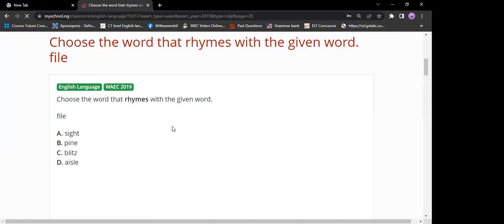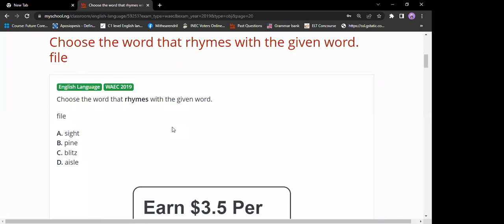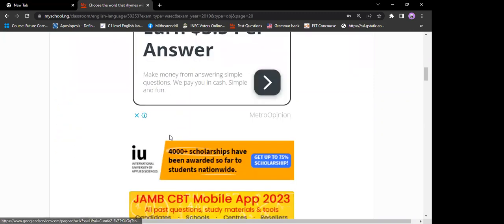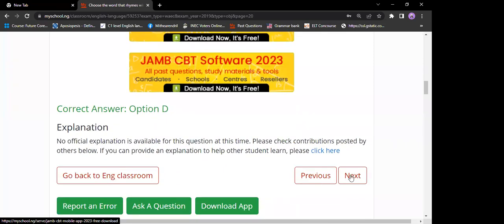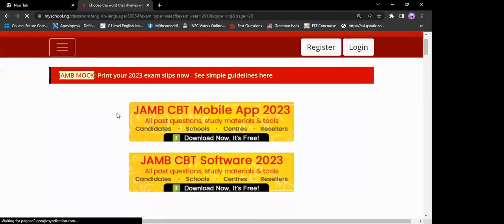Yeah, the word is fire. The first option is sight. The second one is pine. The third one is blitz. And the last one is isle. The last option is not pronounced ISO. No. It is pronounced isle. So option D will be our perfect answer. Let's check to confirm. We can see we're correct. So the next one.